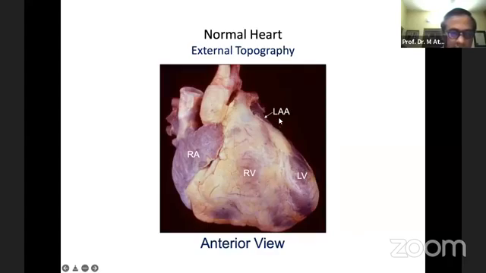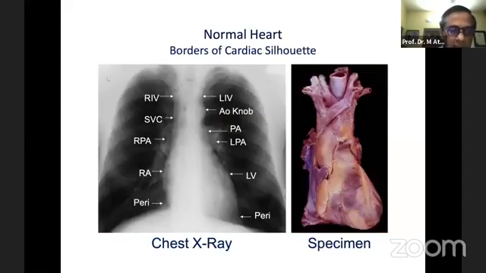And we can see the left atrial appendage on the upper left part of the heart, and that there is the great artery. So this is the anterior aspect of the heart. When we look at the anterior surface of the heart, we can imagine what the structures of the anterior surface are.